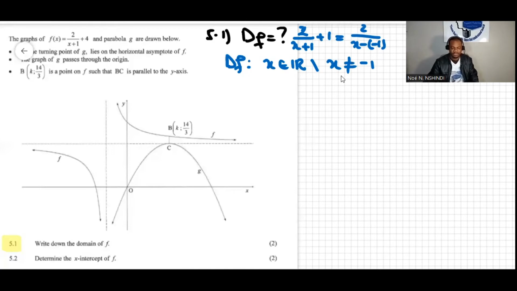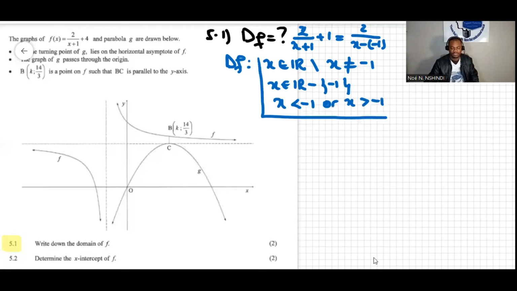Sometimes we can write it like x is an element of R, such that x is an element of R minus -1. Or sometimes someone may write it like x is less than -1 or x is more than -1. All these are different ways of writing the same answer.